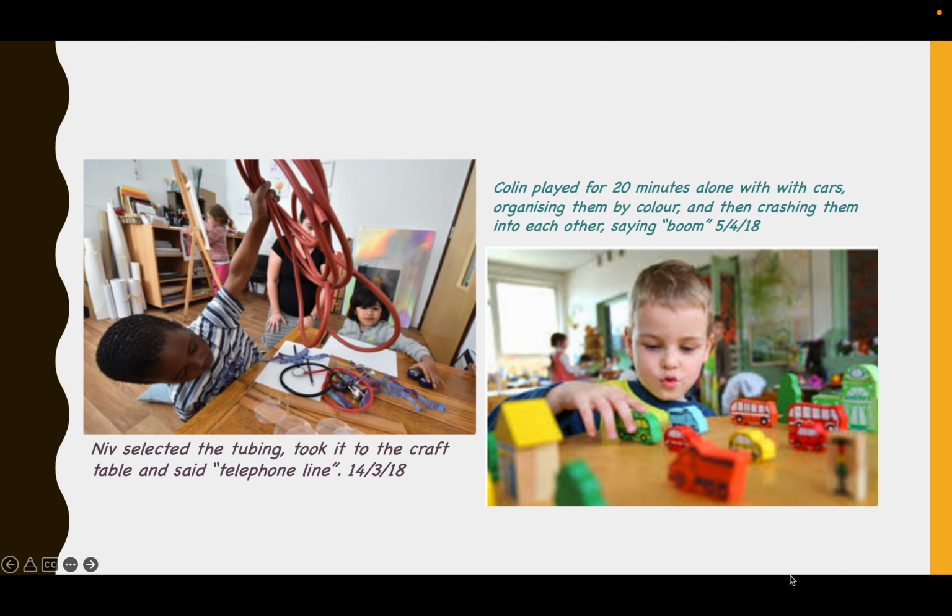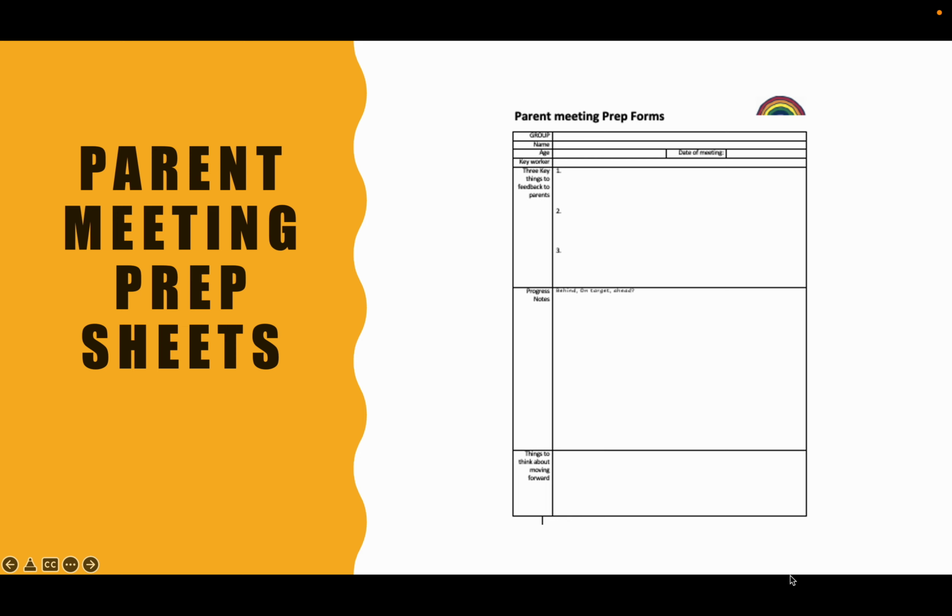Here's 2 examples of photos. So in the first one, you can see here there's a photo of Niv with some plastic tubing, and it says, Niv selected the tubing, took it to the craft table and said telephone line. And here on the right hand side you can see a picture of Colin. Colin played for 20 minutes alone with the cars, organising by colour and crashing them into each other, saying boom.